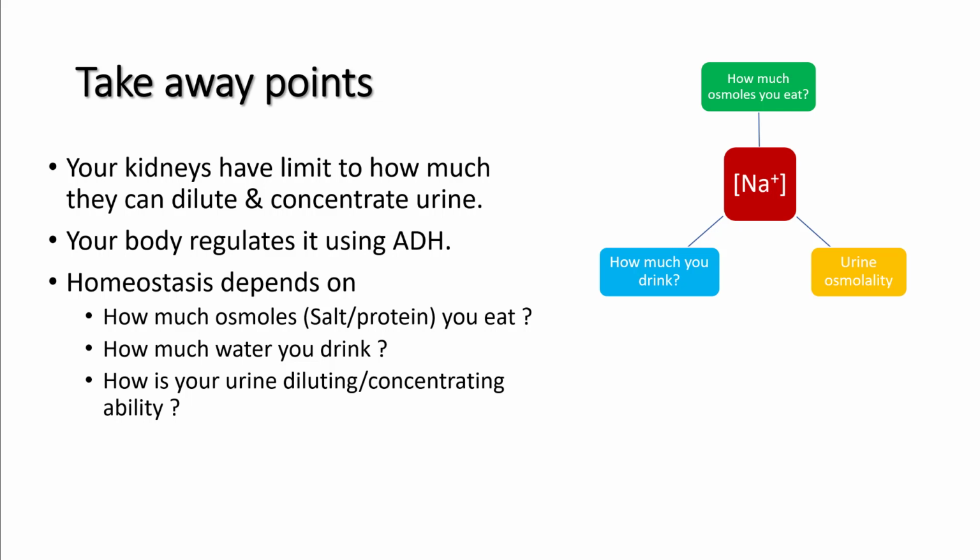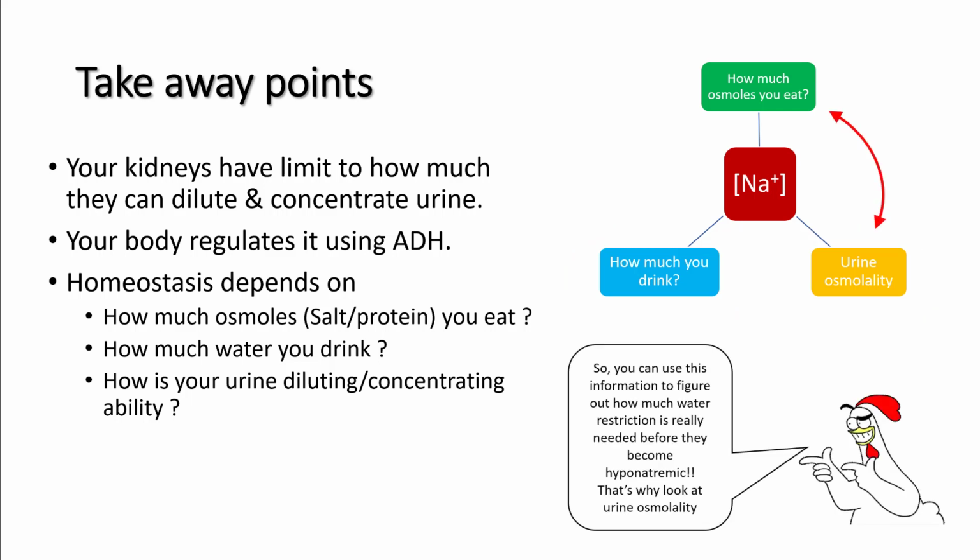Homeostasis depends upon how much osmole you ate, how much water you drank, and how is your urine diluting or concentrating ability. So you can use this information to figure out how much water restriction you need for your hyponatremic patient, and that's why it's very important to look at urine osmolality. If you know how much osmole you ate and you know your urine osmolality, you should be able to tell how much minimum and maximum amount of water that you can drink to keep your sodium stable.